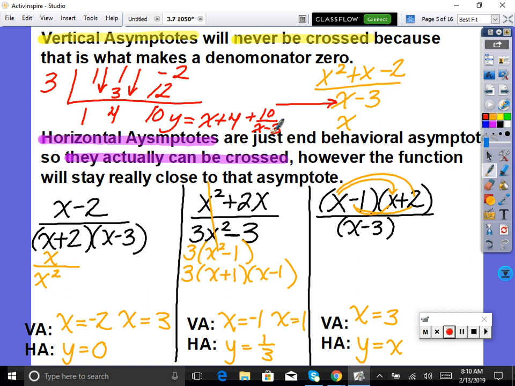Now remember, by definition, this is what's happening on the horizon. So let's think for a second. If I was to go right here and plug in 1,000, we're going to have 1,000 plus 4, great. And then we have plus 10 divided by 1,000 minus 3. 10 divided by 1,000 is pretty much 0. So in the end behavior, because this is end behavior, the remainder will not matter. It will not affect your graph enough to make a difference. So we just ignore the remainder. So our horizontal asymptote is actually a slanted asymptote at x plus 4.